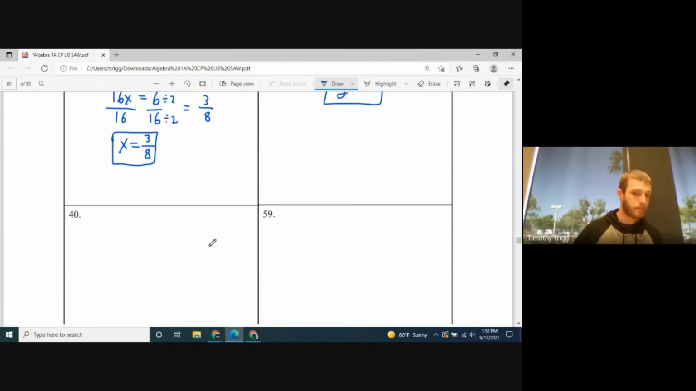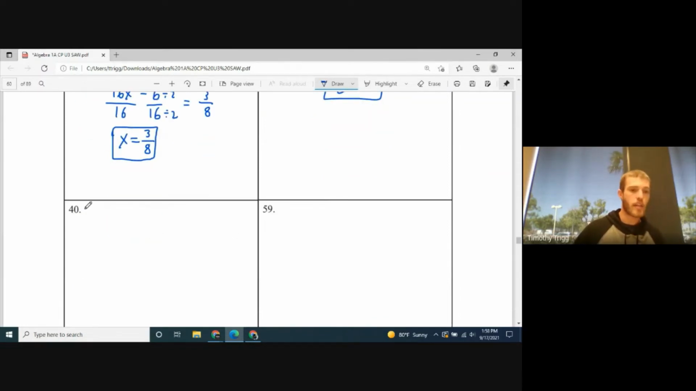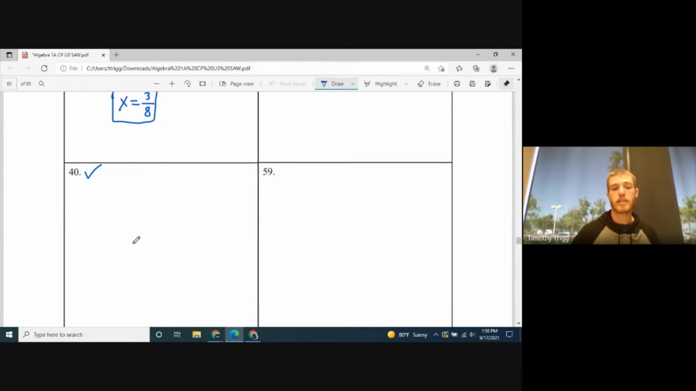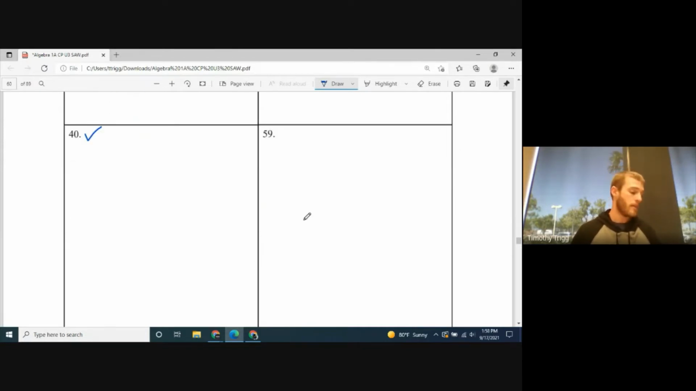Number 40. I'm going to let you go ahead and try that one on your own. Again, it's just with decimals. If you need to, you can follow the example above. Okay, 59, we get into a word problem. So if you're ready for it, go ahead and look at that.